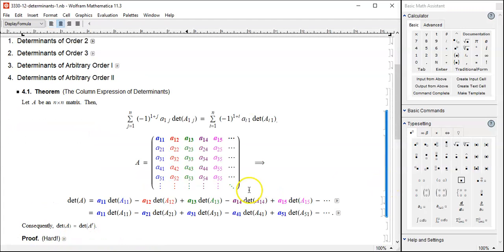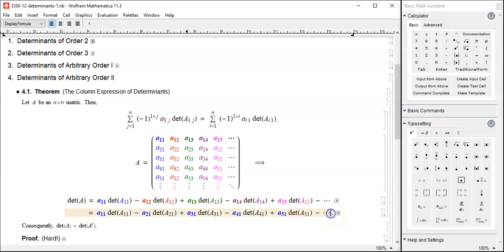So the first summation is this one. Look at the first row and then take all those entries A11, A12, A13, A14 with alternating signs, plus minus, plus minus, plus minus, along with those deleted matrices, capital A11, capital A12, and so on. This is the definition of the determinants.